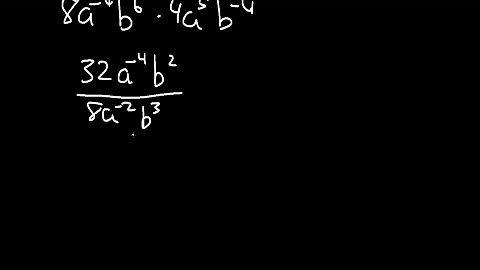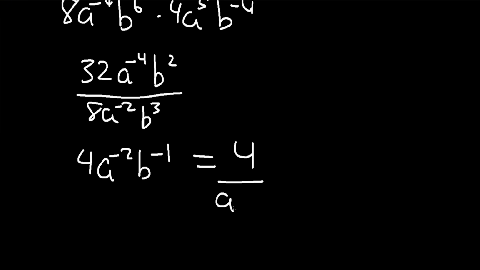So let's again divide our coefficients. So 32 divided by 8 is 4. Now let's divide our a powers. So we have a to the power of negative 4 over a to the power of negative 2. So that's just negative 4 minus negative 2, which is negative 4 plus 2, which is negative 2. And now for our b powers, we do the same thing. So that's 2 minus 3, and that's negative 1. Now, of course, negative 2 and negative 1 are not positive integer exponents. So we have to rewrite this as 4 over a squared times b.